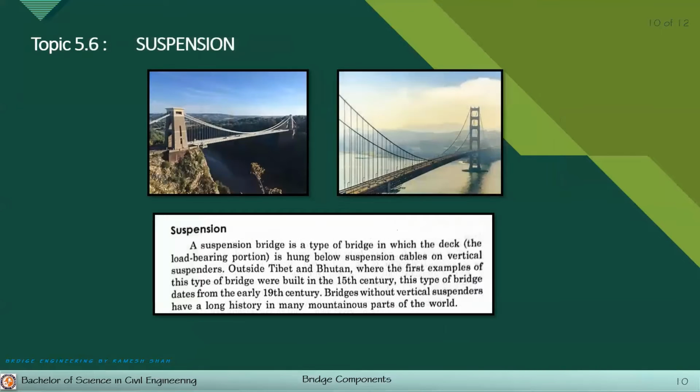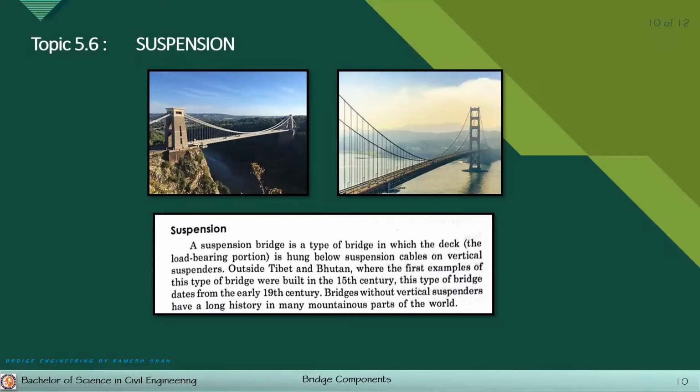Next is the suspension. A suspension bridge is a type of bridge in which the deck, or the load-bearing portion, is hung below suspension cables on vertical suspenders. Outside Tibet and Bhutan, the first examples of this type of bridge were built in the 15th century. This type of bridge dates from the early 19th century.